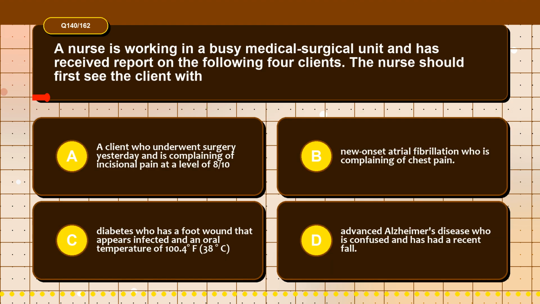Question 140. A nurse is working in a busy medical surgical unit and has received report on the following 4 clients. The nurse should first see the client with. Here are the options. Option A. A client who underwent surgery yesterday and is complaining of incisional pain at a level of 8/10. Option B. New-onset atrial fibrillation who is complaining of chest pain. Option C. Diabetes who has a foot wound that appears infected and an oral temperature of 100.4 degrees F, 38 degrees C. Option D. Advanced Alzheimer's disease who is confused and has had a recent fall.